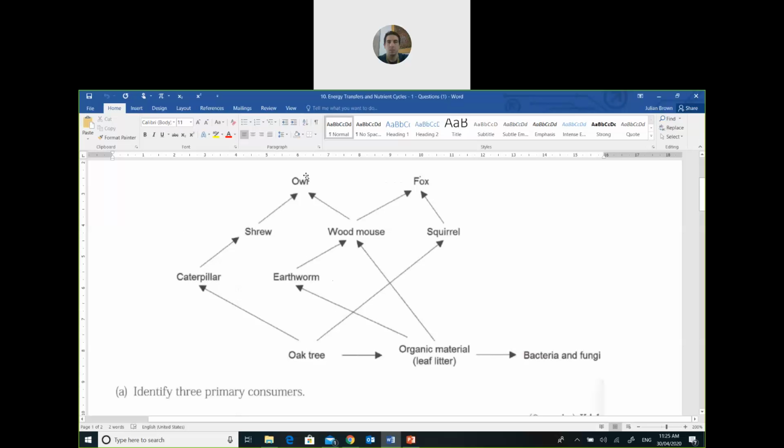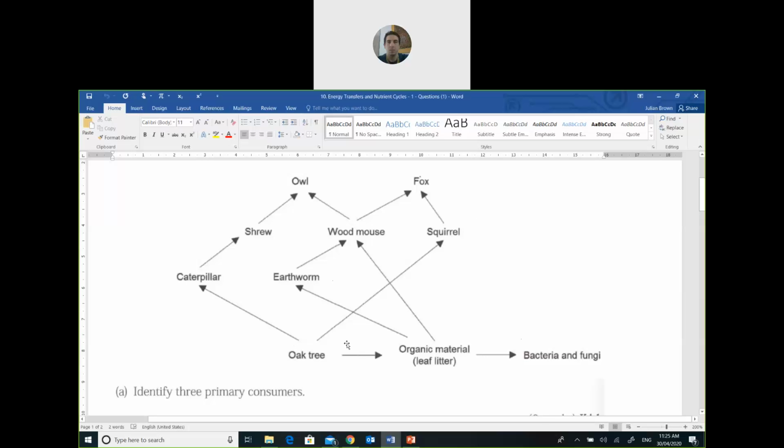Our owls then have no food source. Foxes have no food source. So all of the animals in this particular food web would lose that source of food. Now, that's not to say that they don't have any other source of food. They probably do. But just looking at this particular food web, it would have a big flow-on effect.